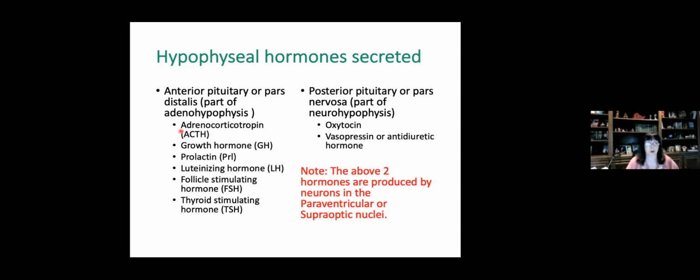So here are some of the hormones we're going to talk about. We'll talk about some of these today and then the rest of them on Tuesday. But the anterior pituitary produces a number of different hormones, so it's quite diverse, and thereby regulates the various organs of the body. The posterior pituitary actually stores hormones. So its hormones are produced up in the hypothalamus. Again, we're going to be talking about that on Tuesday.